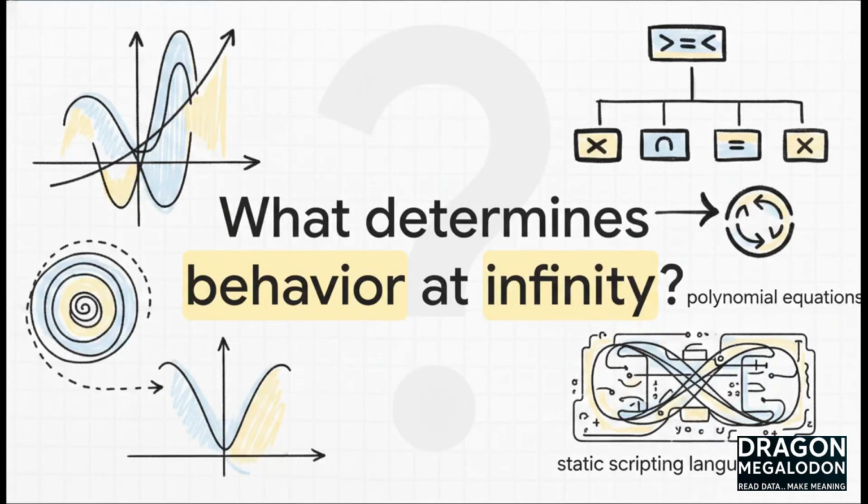What actually determines how a mathematical system behaves when you push it to infinity, right? If you want to predict how a system acts at its extreme limits, you absolutely have to understand the fundamental algorithms governing its growth. But before we can compile any crazy exponential loops, we first need to parse the static scripting language of mathematical models, which are polynomial equations.